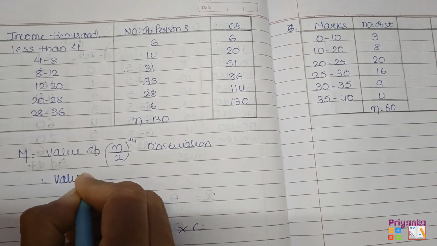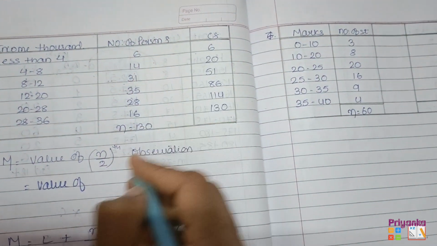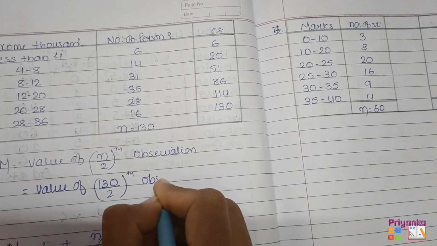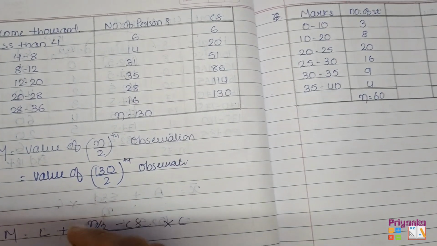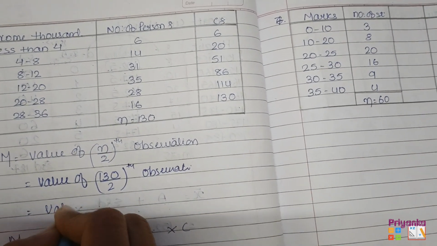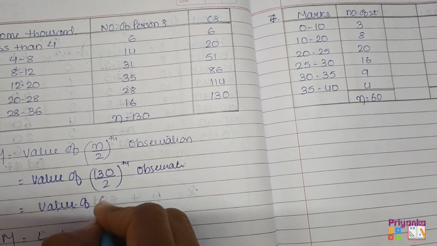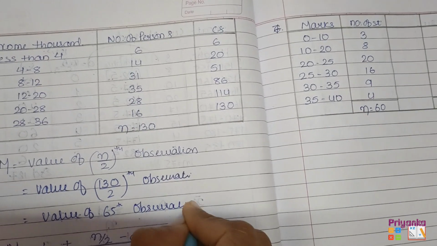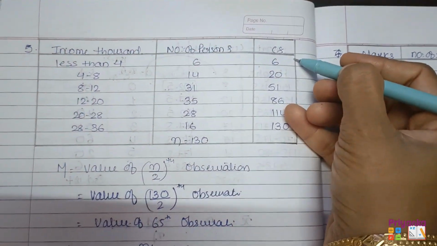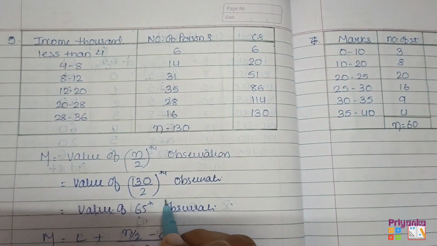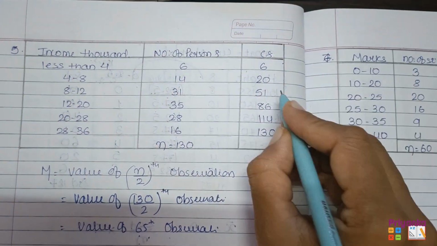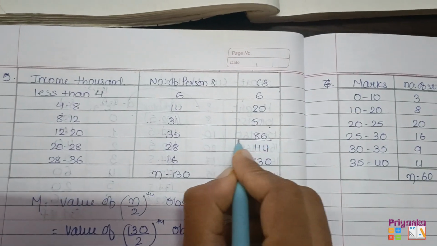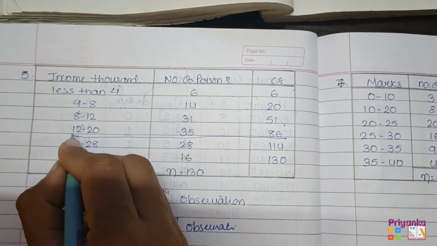So here the value of n, that is the total number of frequency, 130, divided by 2, that is the value of 65th observation. After finding this, first we'll go in cumulative frequency and find where the 65 number comes. 51 will be less compared to 65. So 86 will be the number which we can take to find the median.